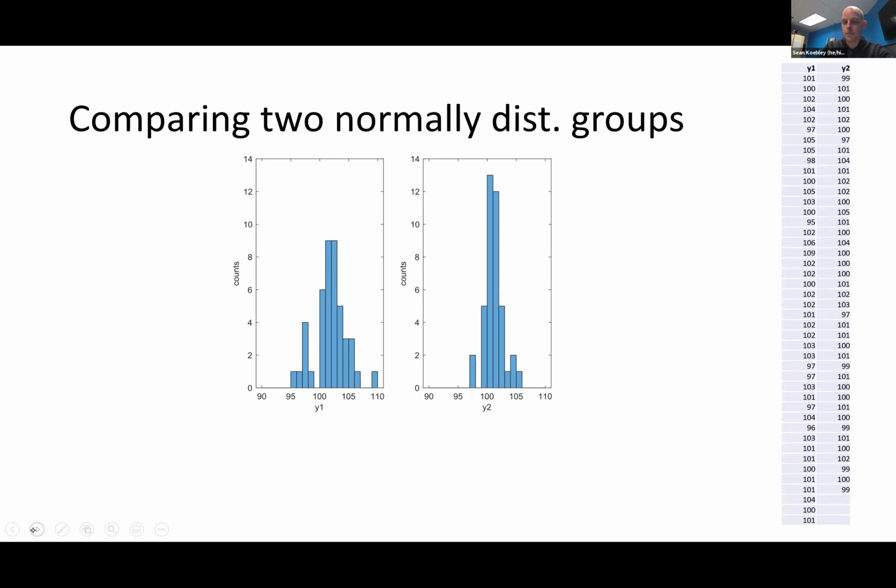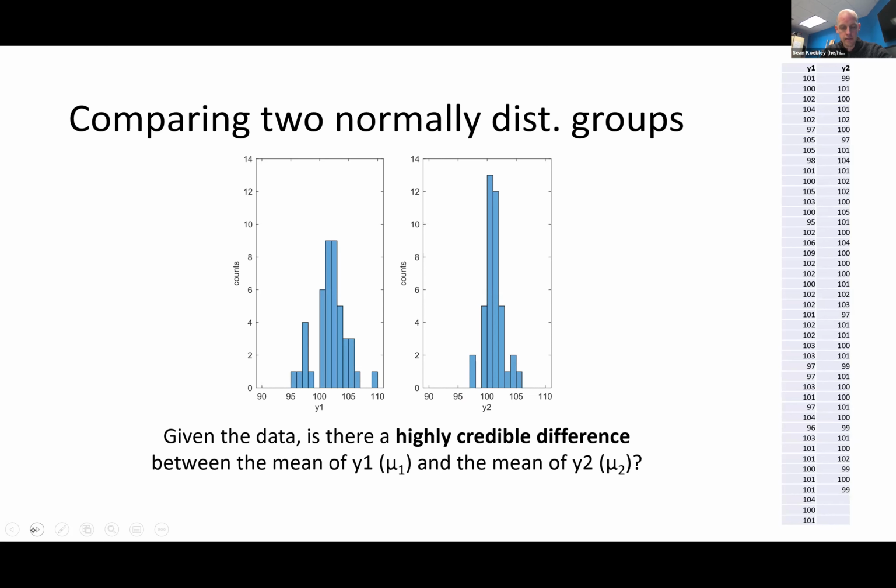This data doesn't have to be normally distributed, by the way. You would just use a different function to describe the shape of the data. In this case, I would say they do both look normally distributed, so I would probably use a normal distribution. And we're going to ask, given this data, is there a highly credible difference between the mean of y1 and the mean of y2?